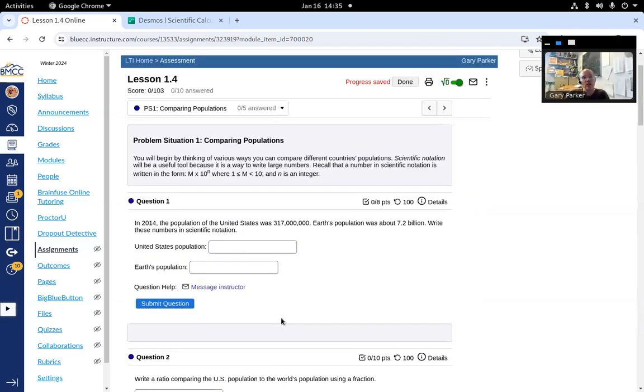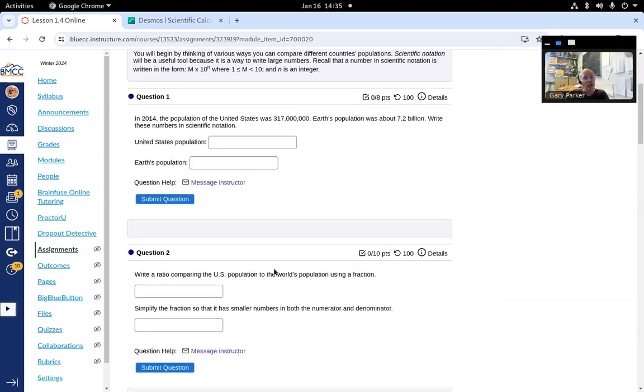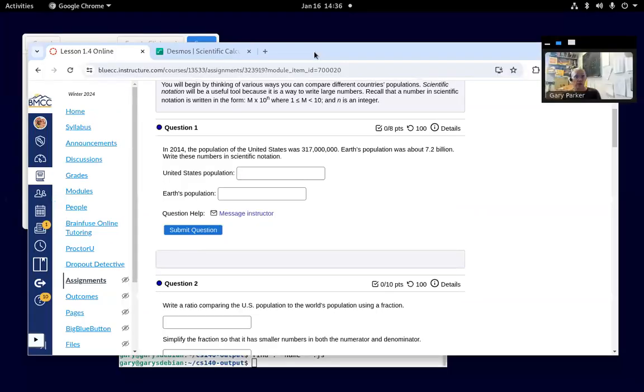Here we get some information about the United States population and Earth's population. So we're going to state them in scientific notation, and then we're going to compare them. And the order that they're stated is the order of the comparison. So let's see, write a ratio comparing the US population to the world population. So in this case, US to world. Let's do that.